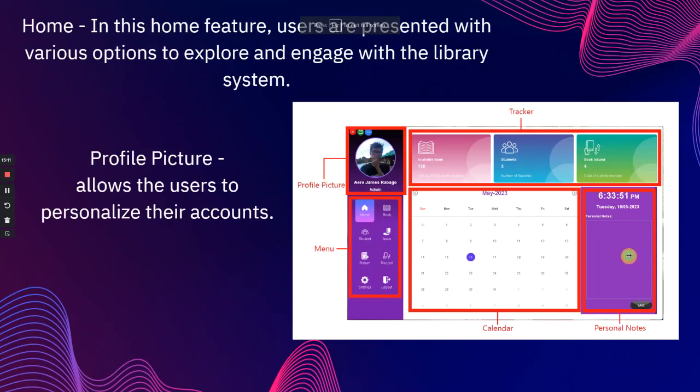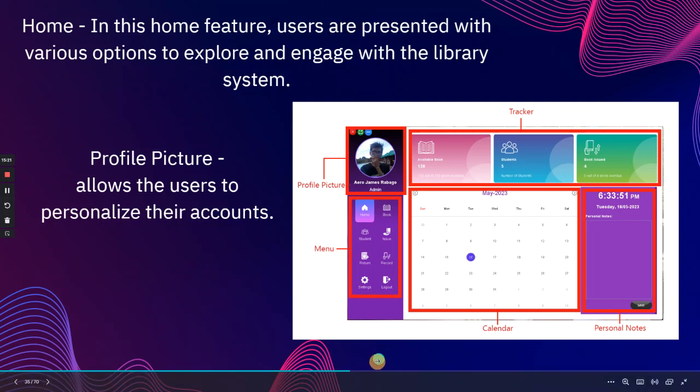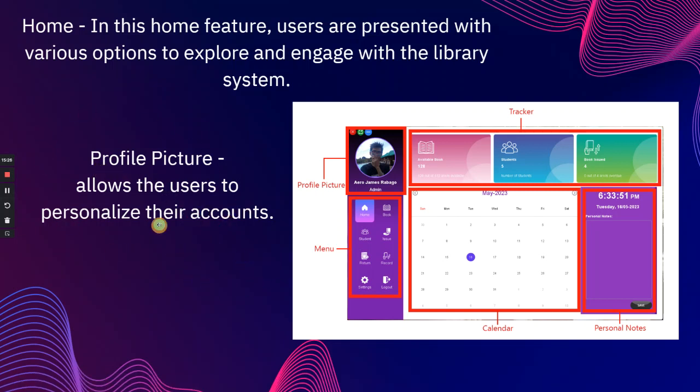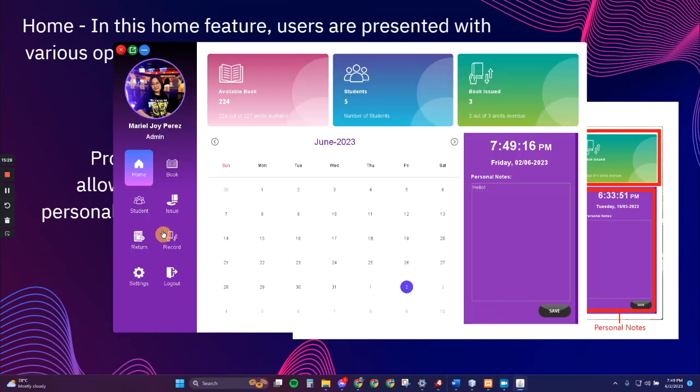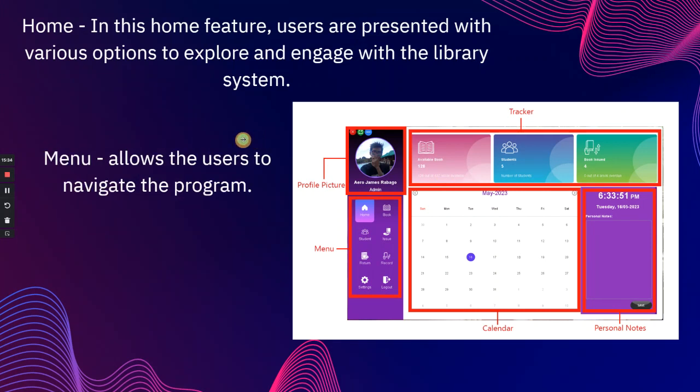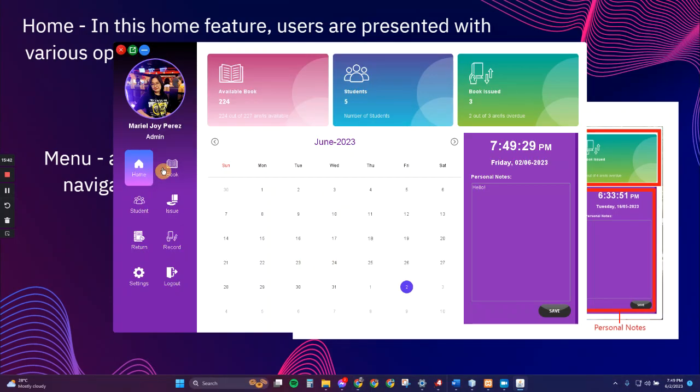Next, for the home page, in this home feature, users are presented with various options to explore and engage with the library system. First, what you can see in our library system is the profile picture. It allows the users to personalize their accounts. Here it is. Next one is the menu. It allows the users to navigate the program. We have 1, 2, 3, 4, 5, 6, 7, 8 menus on our homepage.